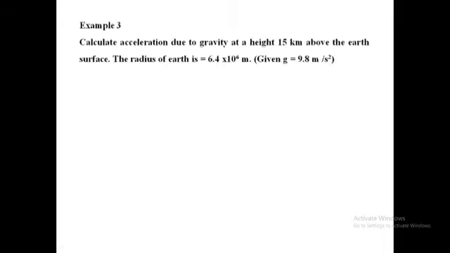Example number 3. Calculate acceleration due to gravity at height 15 km above the Earth's surface. Here given is the radius of the Earth, that is 6.4 × 10^6 meter, and acceleration due to gravity is given by g = 9.8 meter per second square. Solution. The given height is 15 kilometer, that is 15 × 10^3 meter.